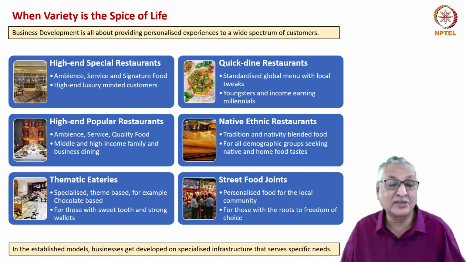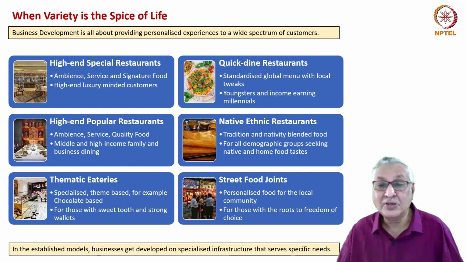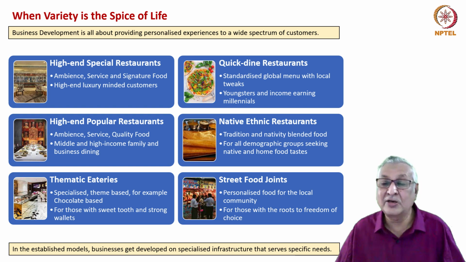Then we have thematic eateries, which are specialized, theme based, for example, chocolate based eateries. For those customers with a sweet tooth and strong wallets, those are the thematic eateries that have sprung up. Then we have pick-and-dine restaurants, with a standardized global menu with local tweaks, for youngsters and income-earning millennials. Then we have native ethnic restaurants, which blend tradition as well as nativity with taste. And this is for all demographic groups seeking native and home food tastes.